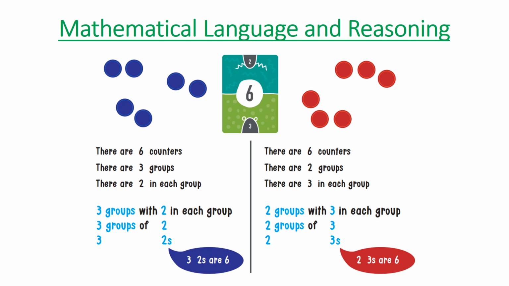As you can see, there is another example on the right which shows the commutative law and how this can be explored in another way. There are 6 counters. There are 2 groups. There are 3 in each group. 2 groups with 3 in each group. 2 groups of 3, 2 3s, 2 3s are 6. So this is how you can deepen the children's conceptual understanding by exploring what the card is representing.